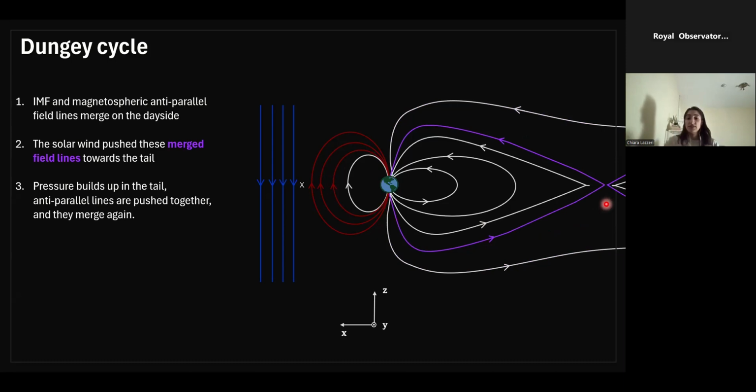So these newly merged lines will have both foot points on the Earth, on the two poles, and they'll be able to circulate back on the day side. So this is a cyclic process that we call the Dungey cycle, and it will keep happening until the IMF goes back to being northward. The Dungey cycle involves the circulation of these magnetic field lines and of the plasma stuck on them, so it causes a lot of activity in the magnetosphere.